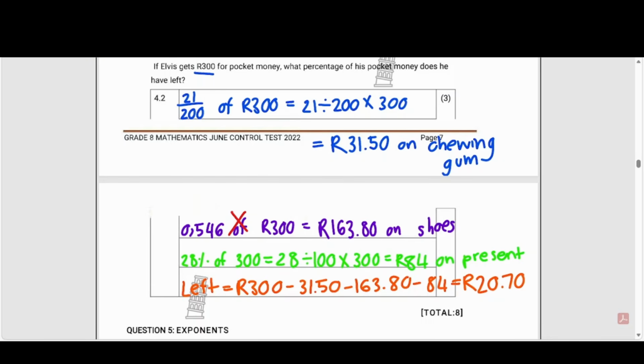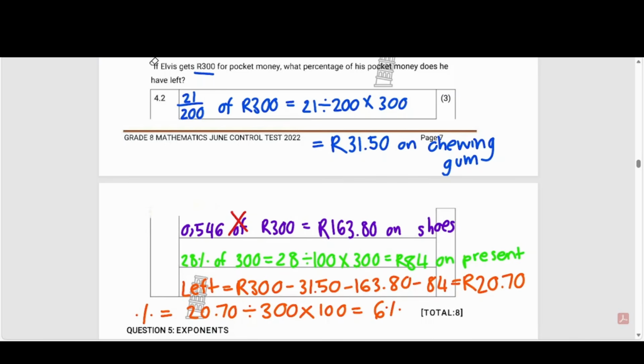What percentage is that? How we work that out is we say the percentage is the 20 Rand 70 divided by the 300, the total. So the leftover amount divided by the total times 100 will give us a percentage. So that divided by 300 times 100 means 6.9%. That is his leftover percentage.